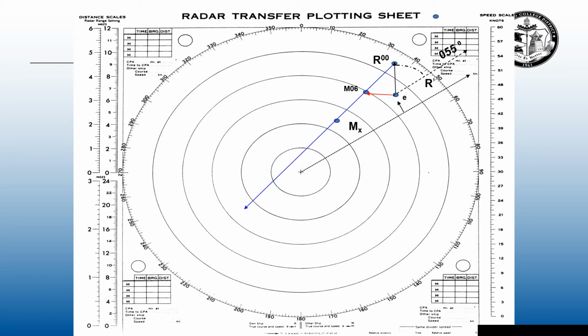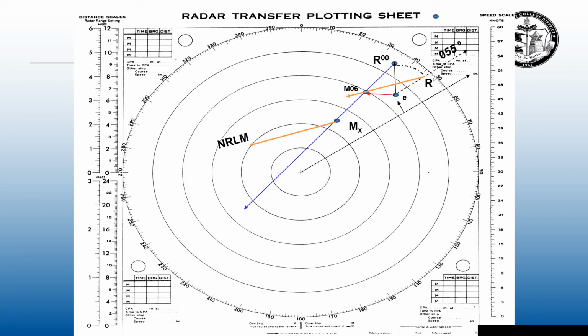If I change course on the relative motion radar, I change relative motion. If I alter course to starboard, it's going to make them look like they alter course to starboard. So the old relative motion line was R00 to M06. The new relative motion line is going to be R prime to M06. Then we're going to parallel that down to MX. And that's my new relative motion line.